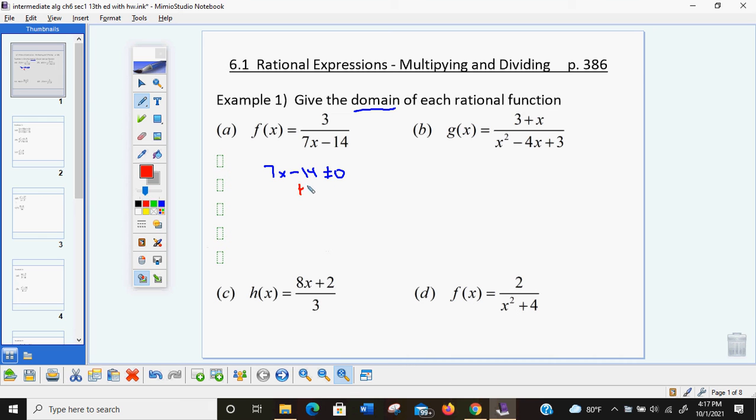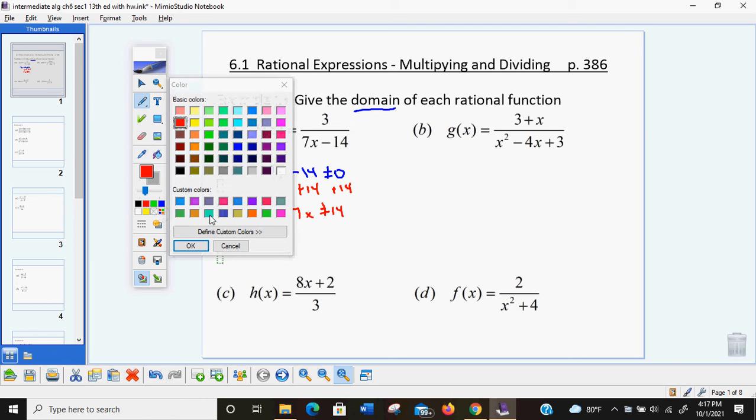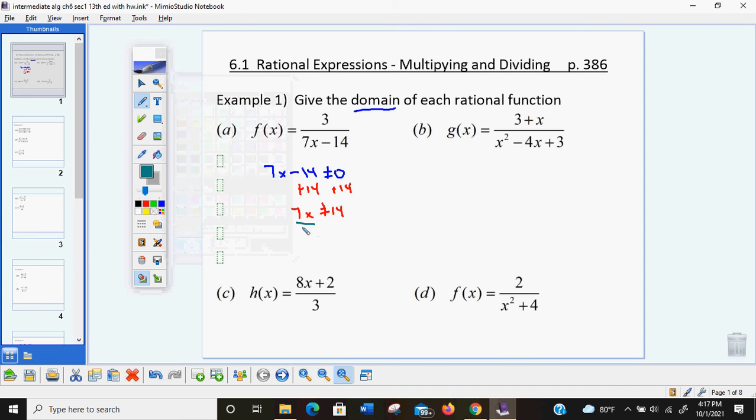We're going to add 14 to both sides. Then we have 7x cannot equal 14. Then we're going to divide by 7. And you find out that x cannot equal 2.